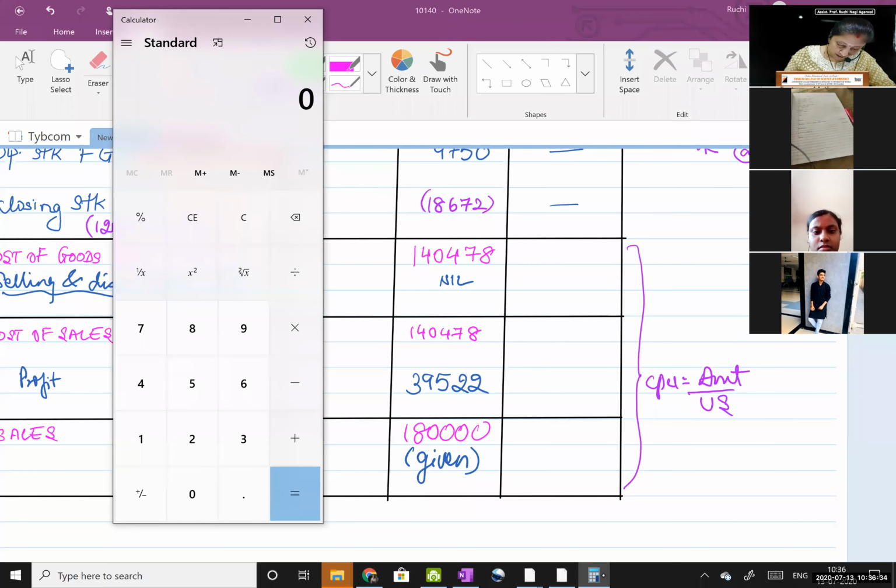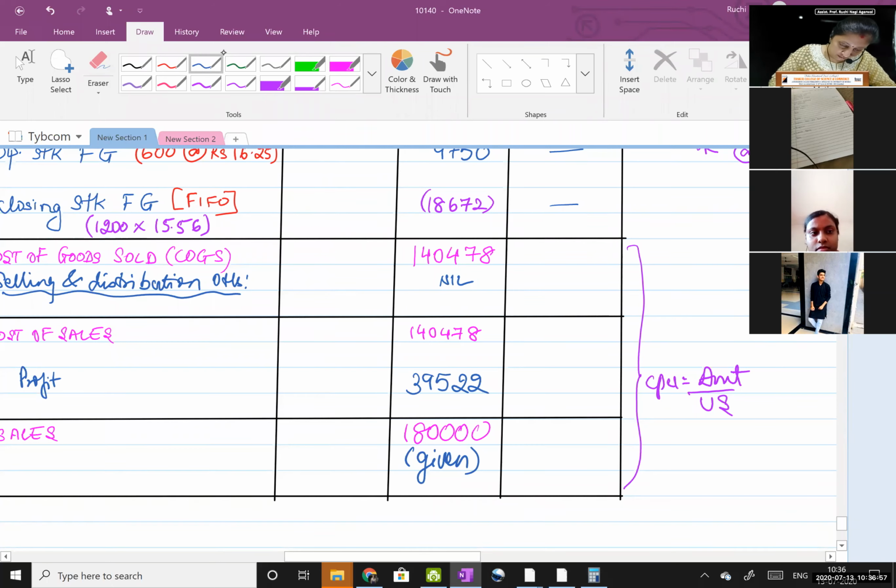Okay, so now my COGS is 1,40,478 divided by units sold, 9,000. So 15.608. Go up to 3 decimals and round off at the second decimal, so 15.608 will become 15.61. Selling and distribution is not there, so put a dash. Same answer I'll get here, so write 15.61.